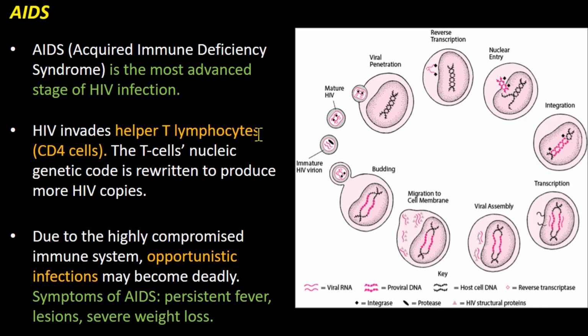Because these helper T lymphocyte numbers get reduced, a lot of other infections end up popping up, and that is what an AIDS patient may die of. Not of AIDS itself, but opportunistic infections. So symptoms of AIDS would be persistent fevers, lesions called Kaposi sarcomas, and severe weight loss or muscle wasting.